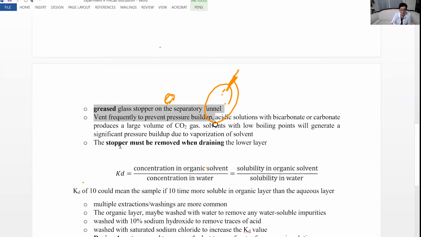The stopper must be removed when you are draining the lower layer. If it's not removed, it would create a vacuum and the liquid is not going to come out, and sometimes it would breathe from the stopcock area and disturb the two layers.